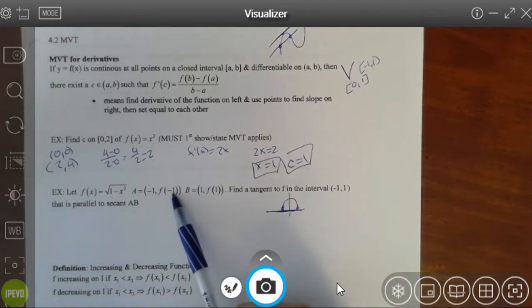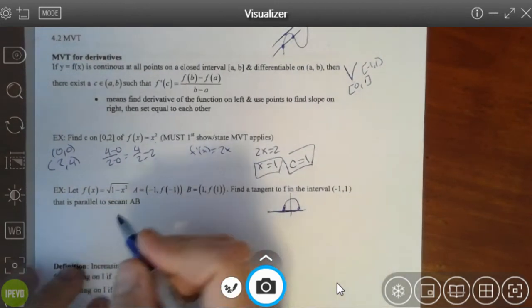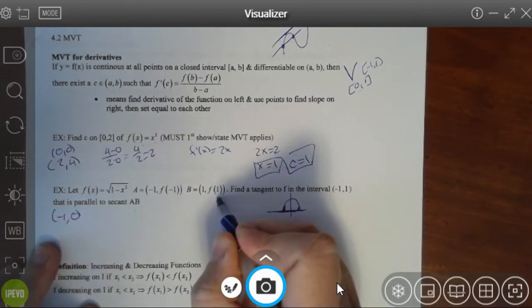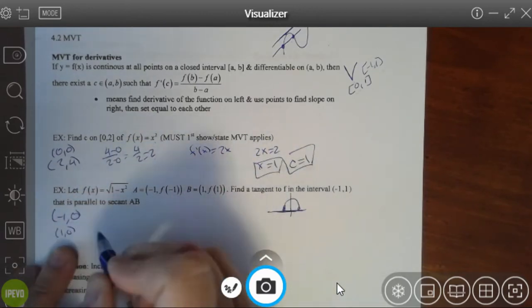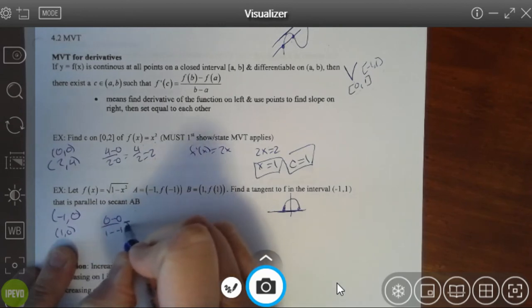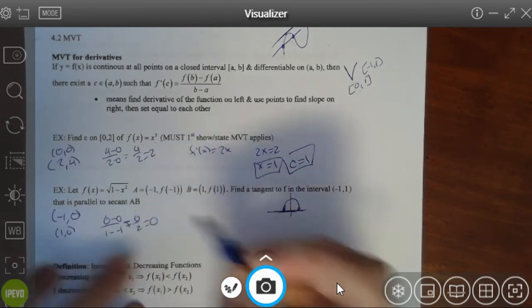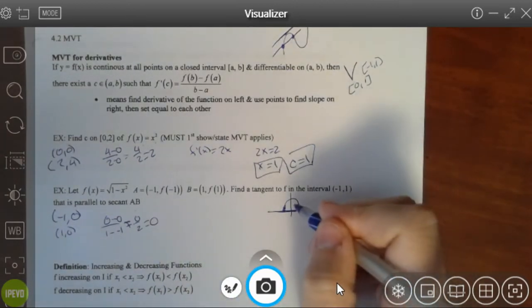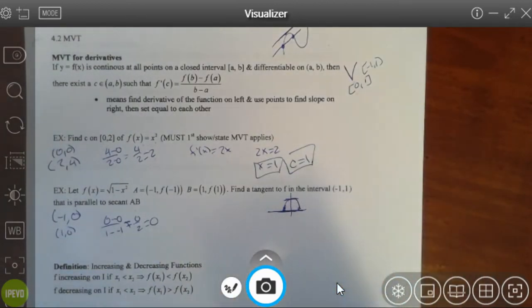This right here is saying find your y values. When I plug in -1, I get out 0. When I plug in 1, I get out 0. So 0 minus 0 over 1 minus -1, 0 over 2 equals 0. So that's 0. That's what I had said the slope was going to equal. And it should equal it at 0 up here, but let's go ahead and prove it mathematically.